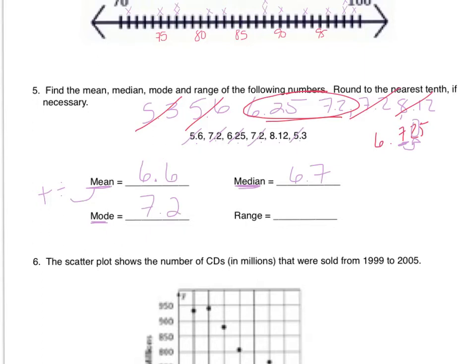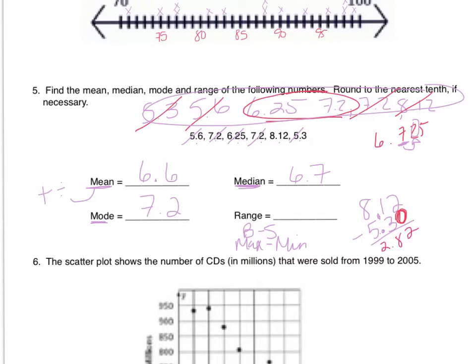The range is the biggest number minus the smallest number, or the maximum minus the minimum. So 8.12, it kind of helps me. I already put it in order from least to greatest. 8.12 minus 5.3. Remember, when you add or subtract decimals, you line up the decimal. So underneath this 2 would be a 0. Then when you subtract, you're going to get 2.82. But we're still rounding to the nearest tenth, so this is 4 or less. We let it rest, so it would be 2.8.